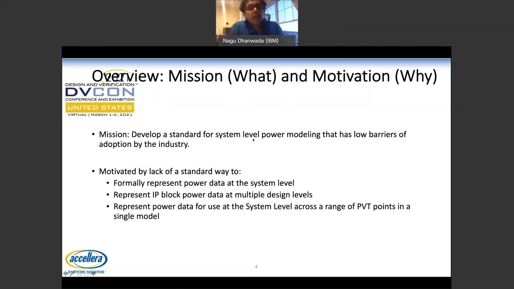Now, in terms of the mission of what the standard is about, the goal here was to develop a standard for system level power modeling that has very low barriers for adoption by the industry, right? And this was primarily motivated by the lack of a standard way to formally represent power data at the system level, represent IP block power data at the different levels of abstraction, and also represent power data for use at system level across a range of PVT points, all within a single model.